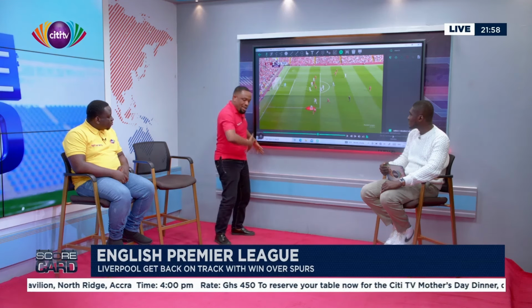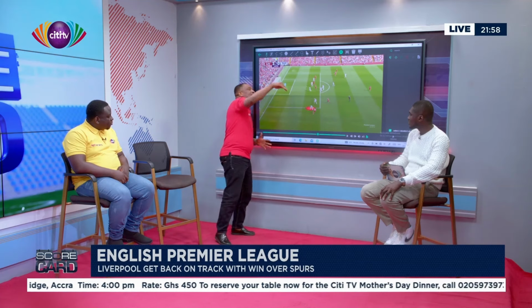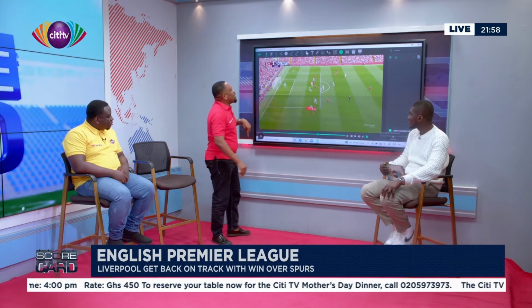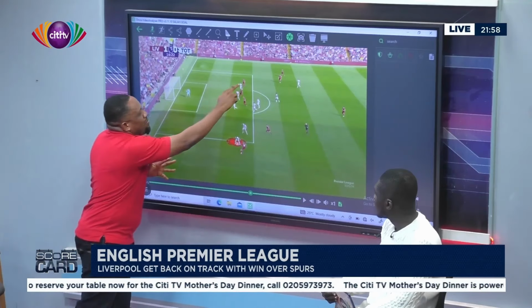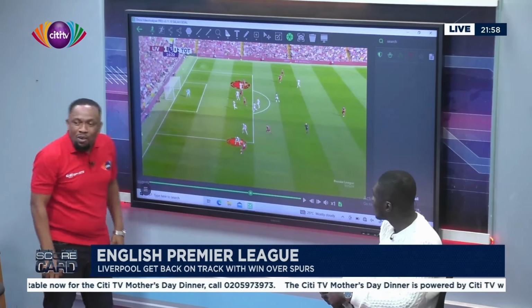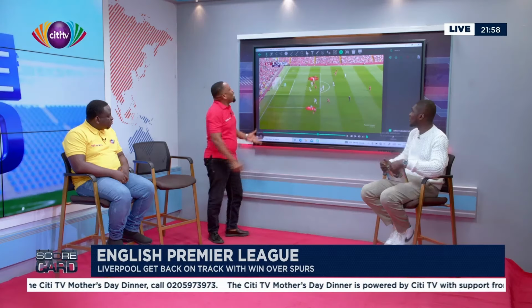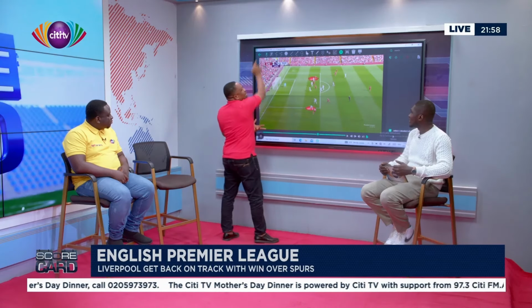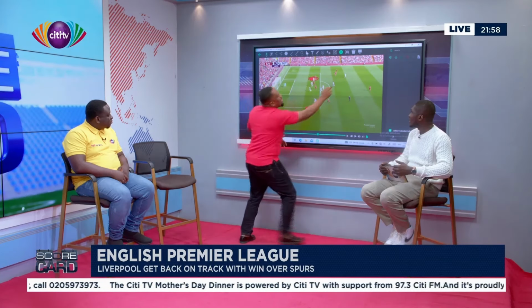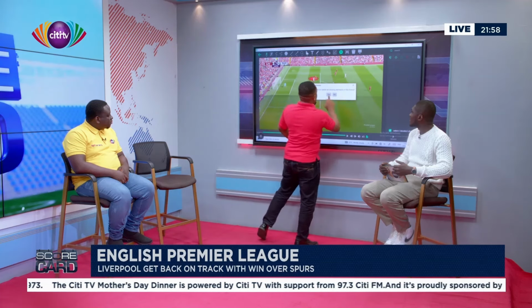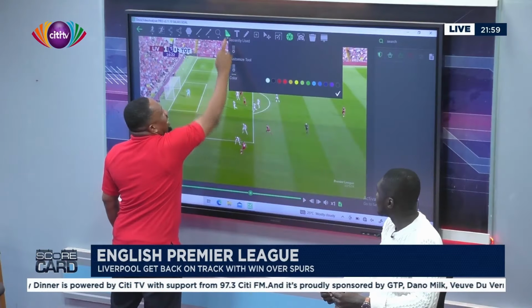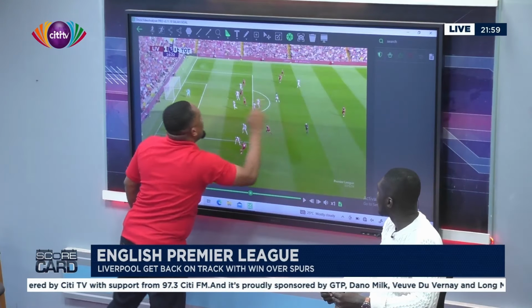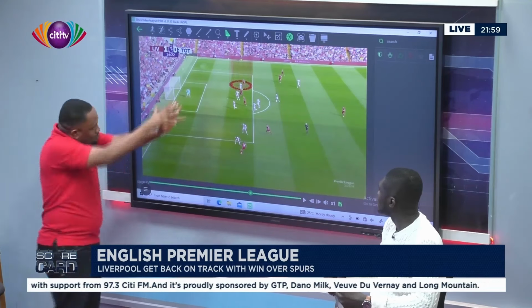The moment Gakpo went right, it was going to be an in-swinger. Now look at the position of the Spurs player together with Mohamed Salah. Let me use the drop down here. Let me just pick the two of them.